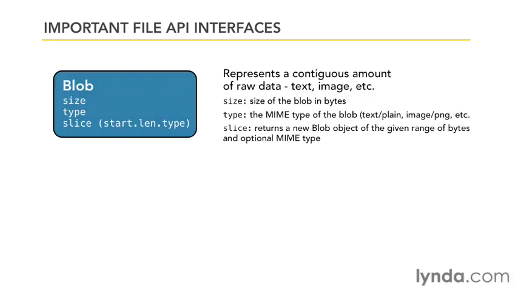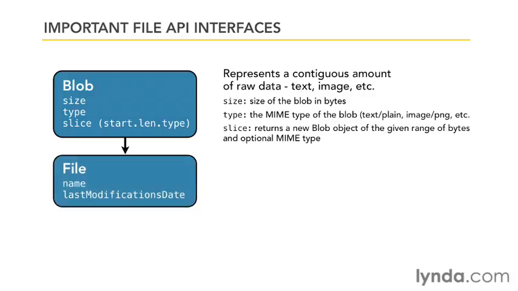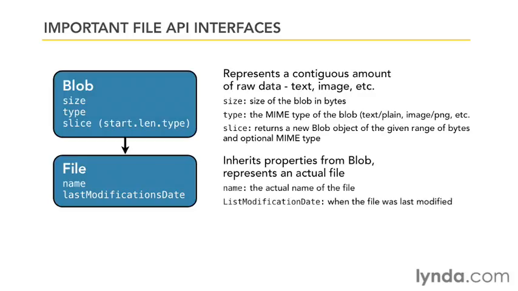Now, you won't work with blob interfaces directly. What you'll typically use is the file interface, which inherits from the blob interface. And file actually adds a few other properties. Now, this represents an actual file, whereas the blob represents just a set of data. The name property represents the actual name of the file, and the last modification date specifies when the file was last modified. So using this collection of information, you can find out a lot of cool stuff about a file: what its size is, what its type is, what its name is, and so on.